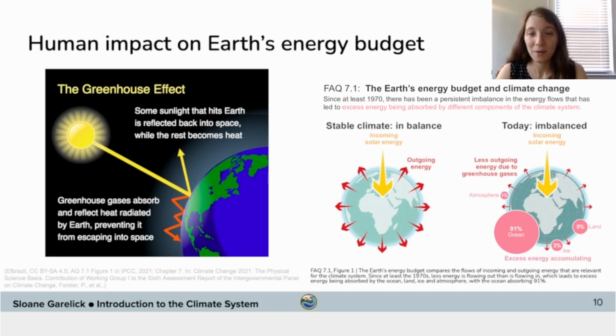In a stable and balanced system, the incoming solar radiation is balanced by the outgoing energy. However, in an imbalanced system, there's more incoming solar radiation that gets trapped than is being released. And a main reason for this is the influence of increased greenhouse gases in the atmosphere due to anthropogenic forcings. An increase in atmospheric greenhouse gases would result in more of that outgoing radiation being trapped, resulting in warming.